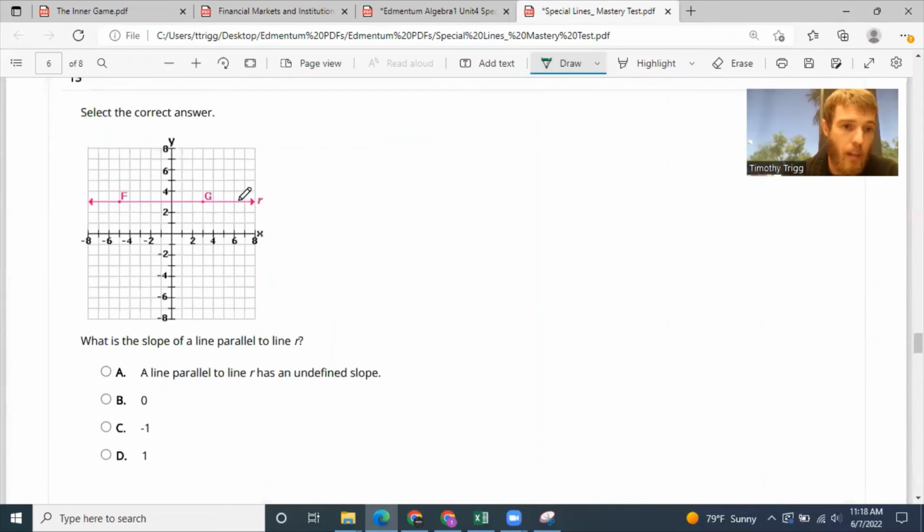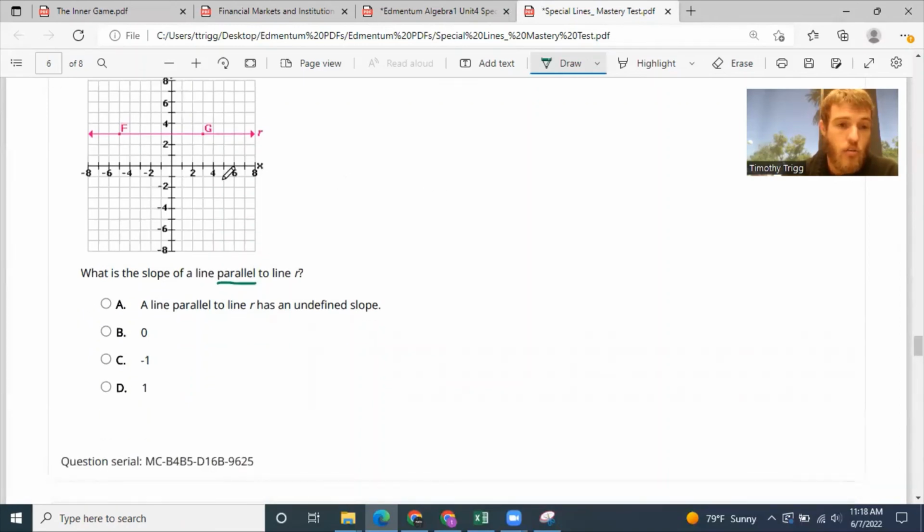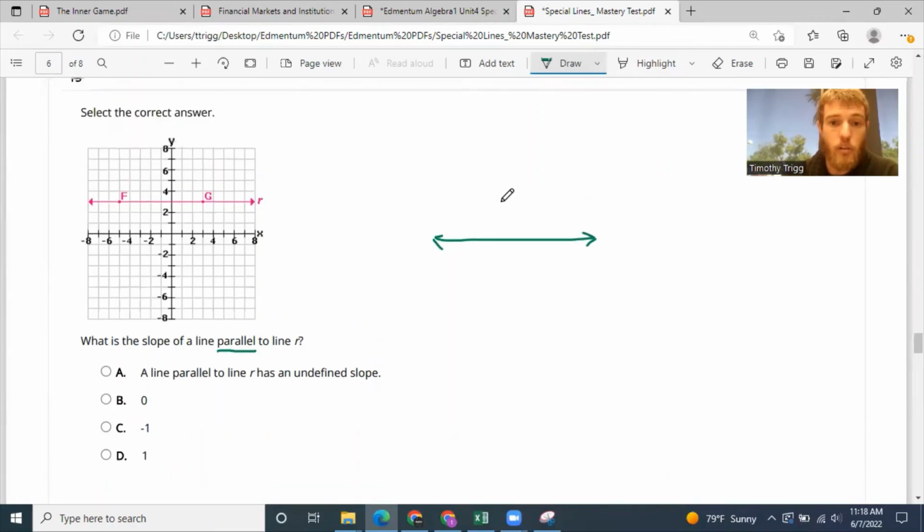So here we have the line R. You can see here R, which is line FG essentially, is a horizontal line. And we're looking for a line that is parallel to that. So we also want a horizontal line. So a horizontal line, what is the slope of a horizontal line? Well, the slope of a horizontal line is 0. Any horizontal line has a slope of 0. All horizontal lines have a slope of 0.